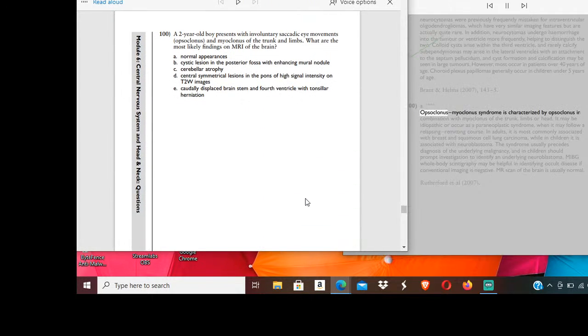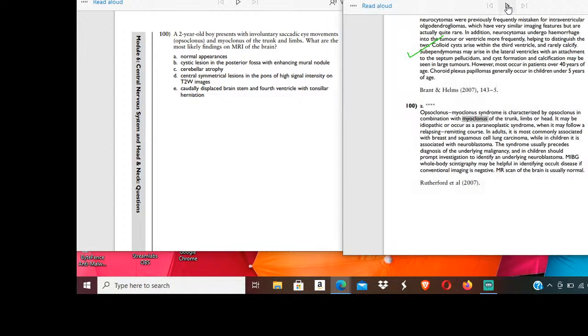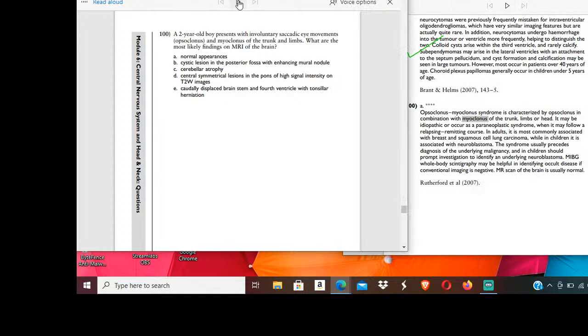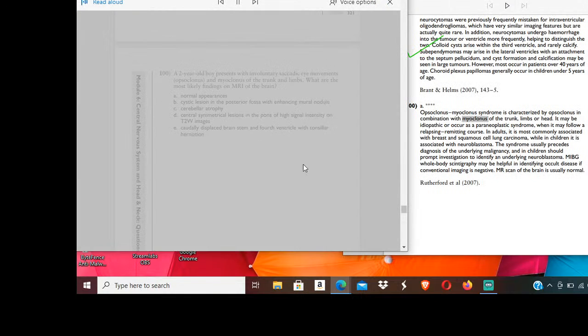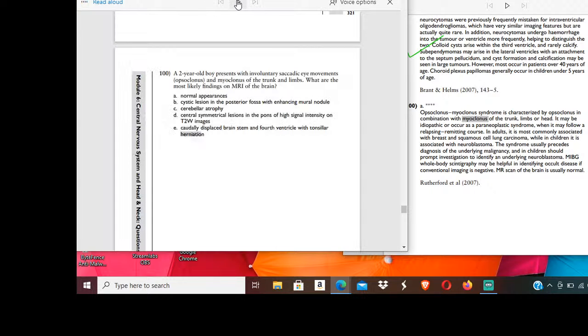100. A. Opsoclonus myoclonus syndrome is characterized by opsoclonus in combination with myoclonus. 321. 100. A 2-year-old boy presents with involuntary psychotic eye movements, opsoclonus, and myoclonus of the trunk and limbs. What are the most likely findings on MRI of the brain? A. Normal appearances. B. Cystic lesion in the posterior fossa with enhancing neural nodule. C. Cerebellar atrophy. D. Central symmetrical lesions in the pons of high signal intensity on T2W images. E. Caudally displaced brain stem and fourth ventricle with tonsillar herniation.